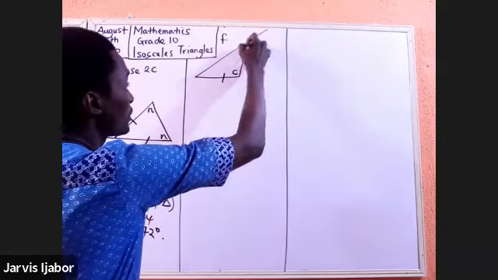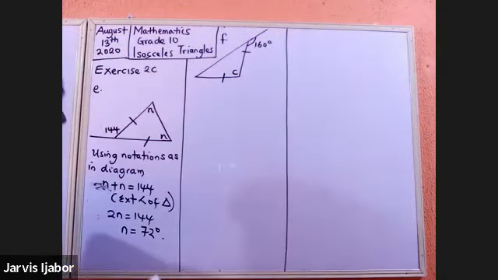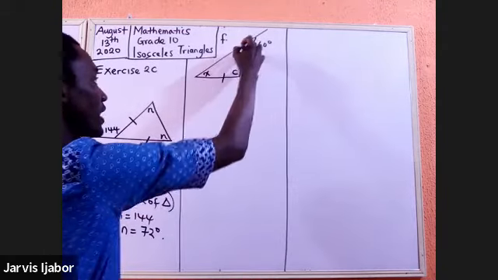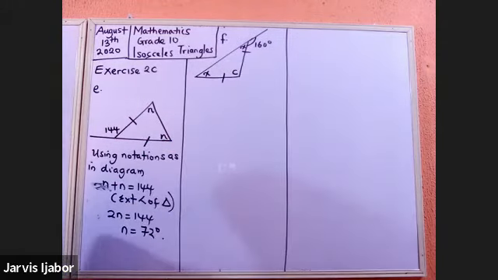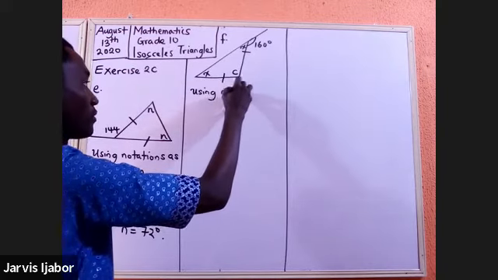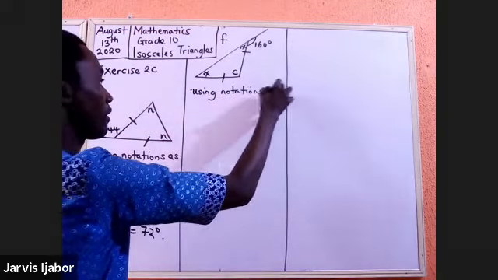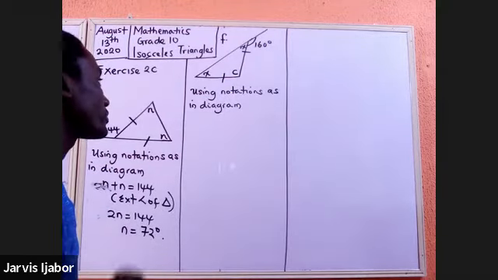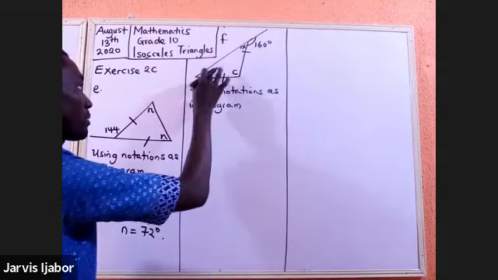And the whole of this is 160 degrees. So you are told to find C. How would you get C? You can't get C without putting this. This is X and this will be X. Why? Base angles of isosceles triangle. So using notation as in diagram, X is equal to Y, base angles of isosceles triangle. And you need to solve.